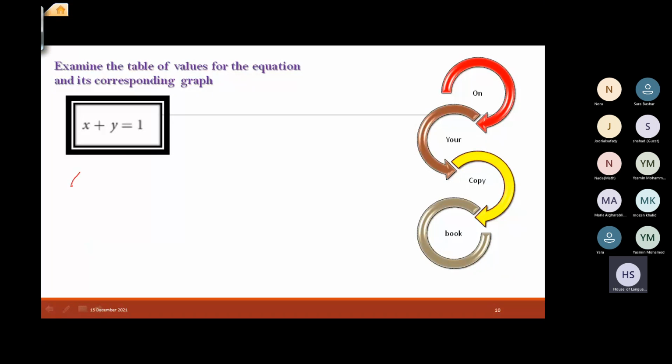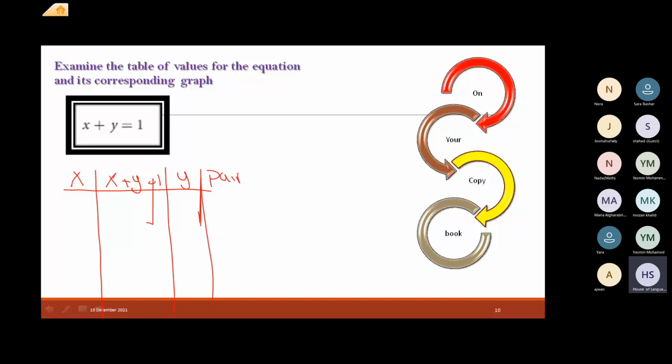What if I choose x as you want. x plus y equals 1. The pair, or the x, y coordinate, as you want. Now for x I want to choose -2, -1, 0, and 1. Now, what do I have to do next? I will substitute -2 instead of x. So, -2 plus y equals 1.